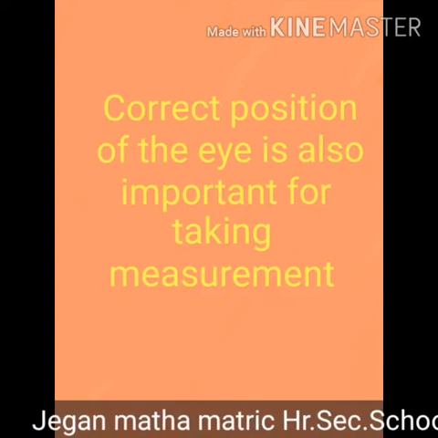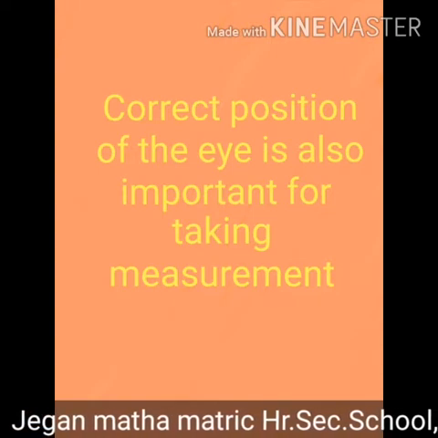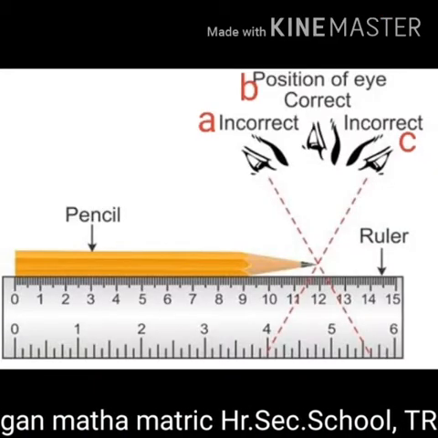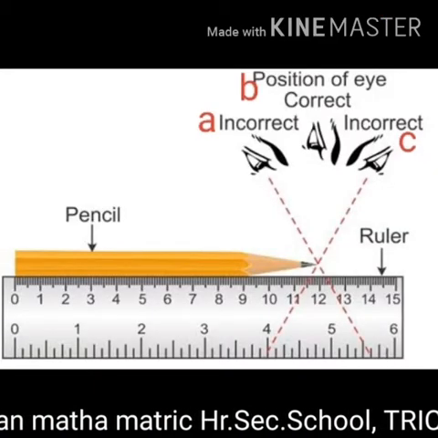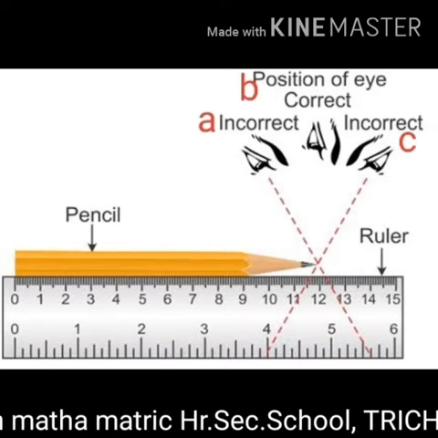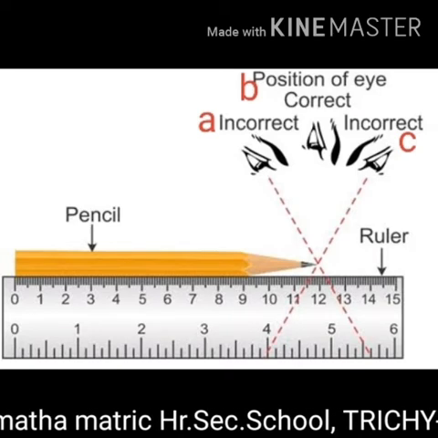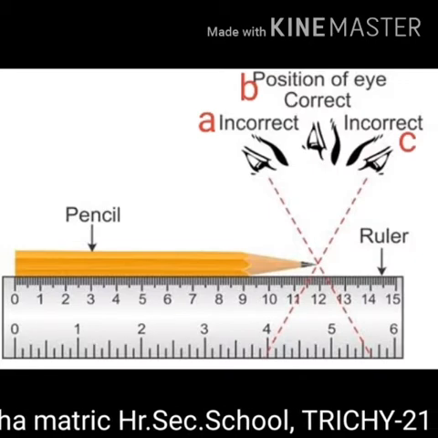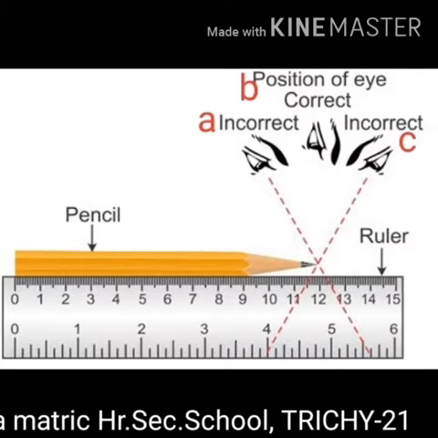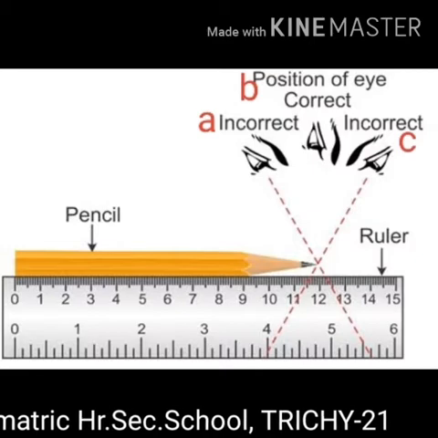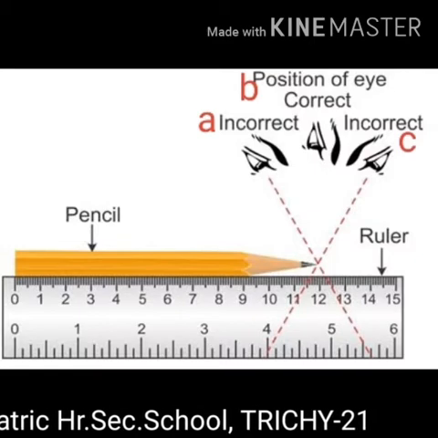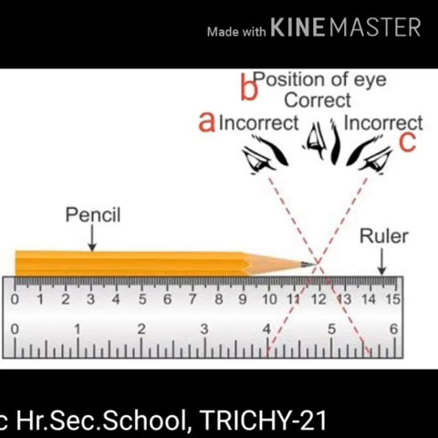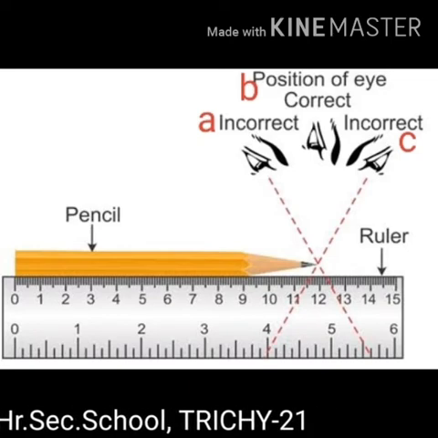Correct position of the eye is also important for taking measurement. Your eye must be vertically above the point where the measurement has to be taken. In the above representation, to avoid parallax error, reading from B will be correct. From positions A and C, the reading will be different and in error.